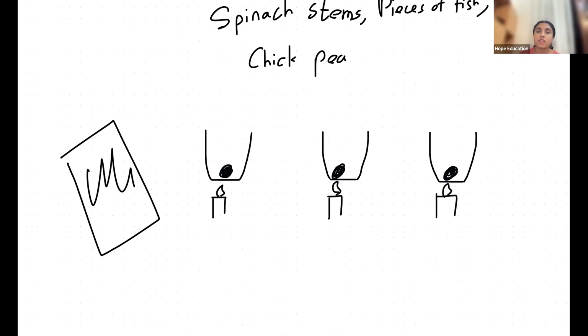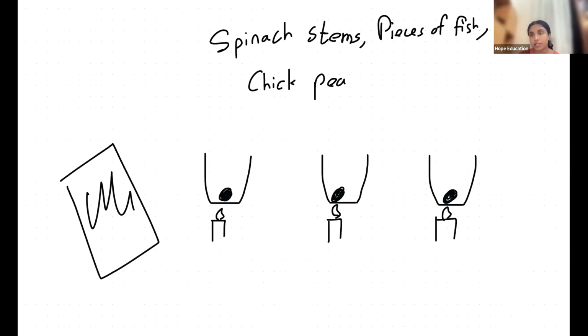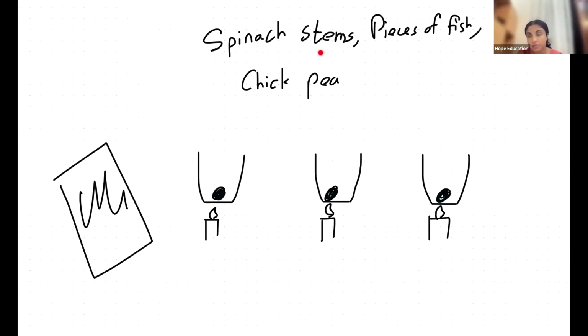So let me explain that one more time. You take different food items. So here I'm taking spinach stems, pieces of fish and chickpeas separately.